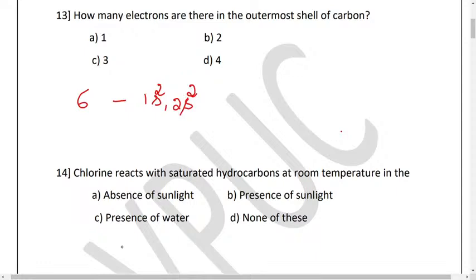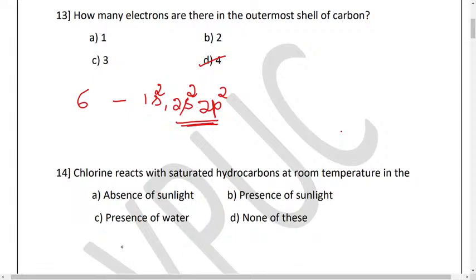Now 1s2, 2s2, that is 4 electrons, and the remaining 2 electrons enter into the second main energy level p orbital. That means we have to write here 2p2. You can see here, dear students, the 6 electrons are there in carbon, and the 4 electrons enter into the second main energy level, which is the outermost main energy level, also called the valence shell. The valence shell contains how many electrons? 4 electrons. Therefore, the answer for this question is that the number of valence electrons, or the outermost electrons, present in carbon is 4.